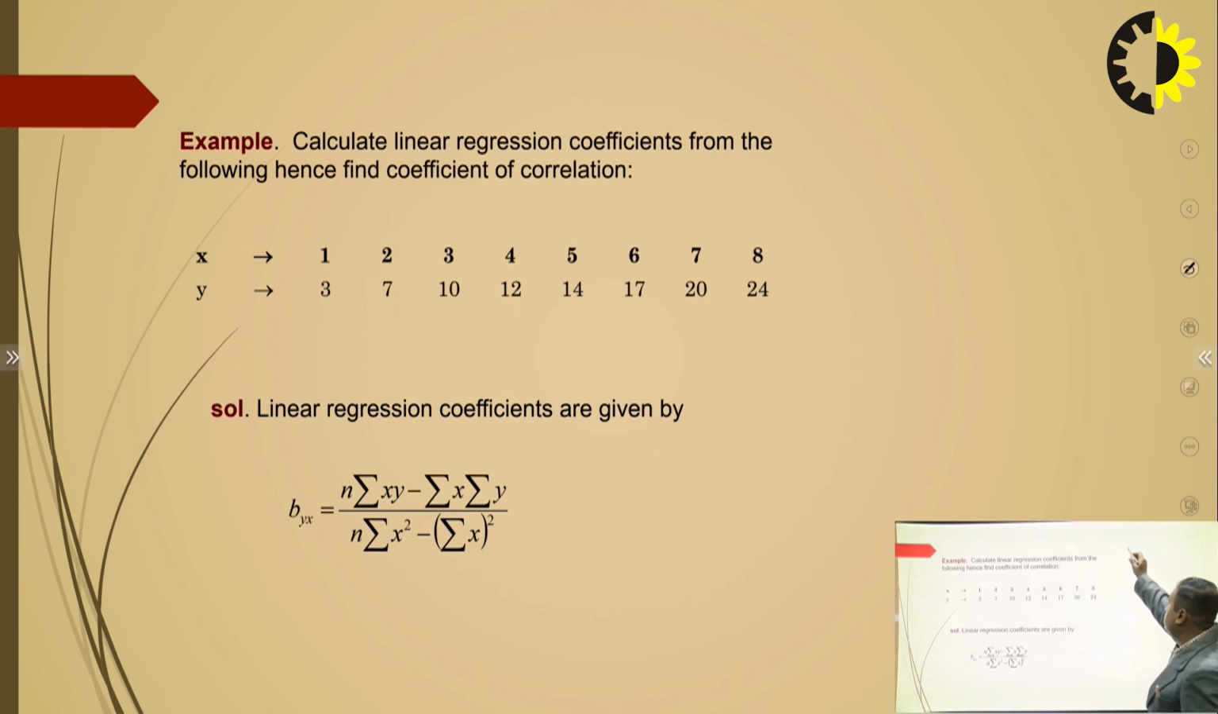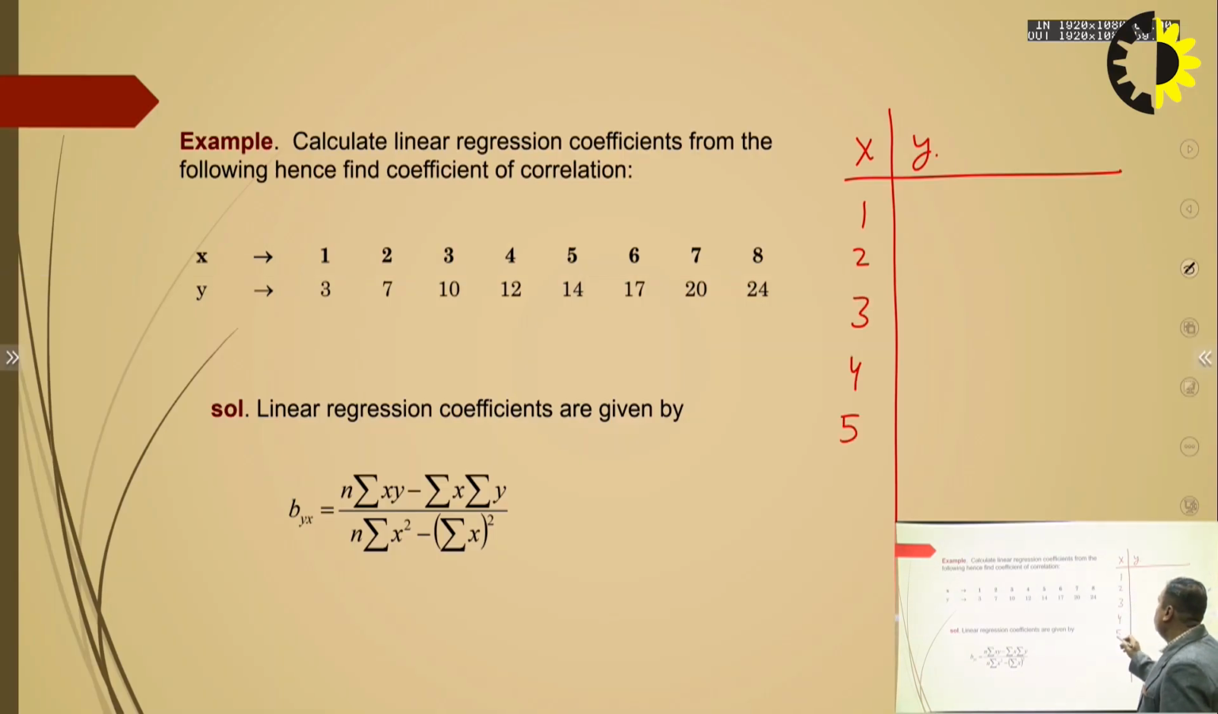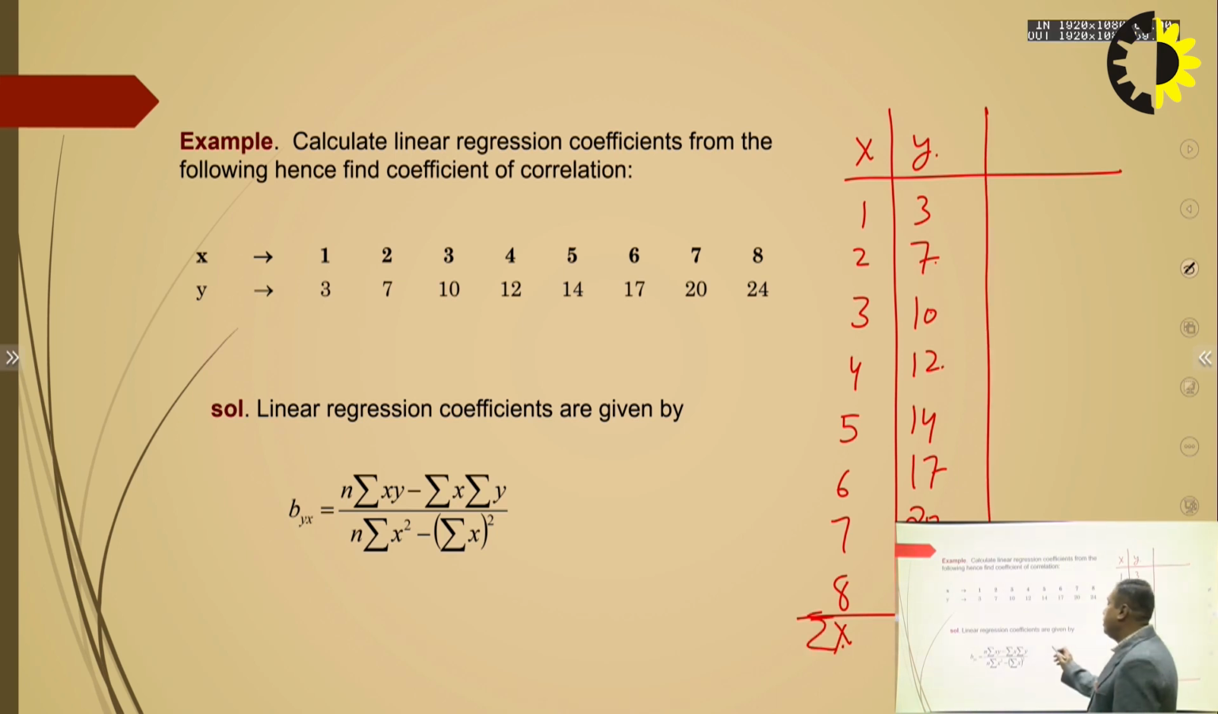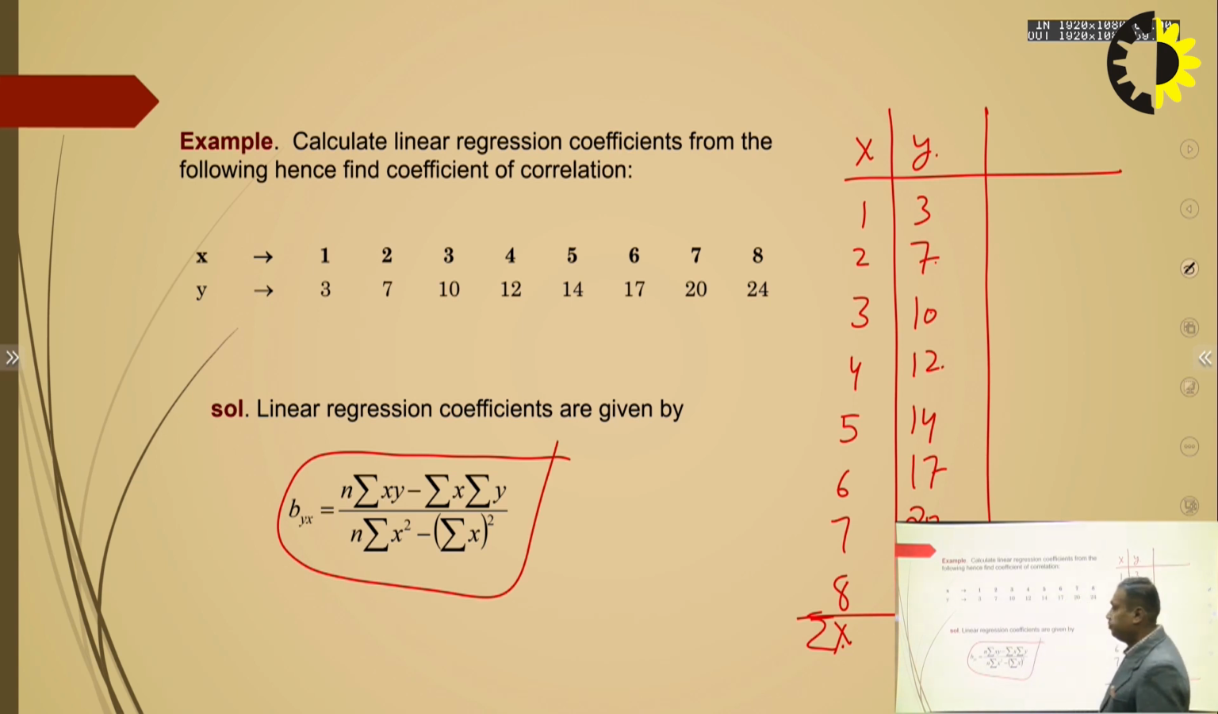X and y are given: x having the values 1, 2, 3, 4, 5, 6, 7, 8, and y having the values 3, 7, 10, 12, 14, 17, 20, 24. We have to establish the relation and calculate the regression coefficient of y on x. The regression coefficient of y on x is given by n summation xy minus summation x summation y, over n summation x square minus summation x whole square.